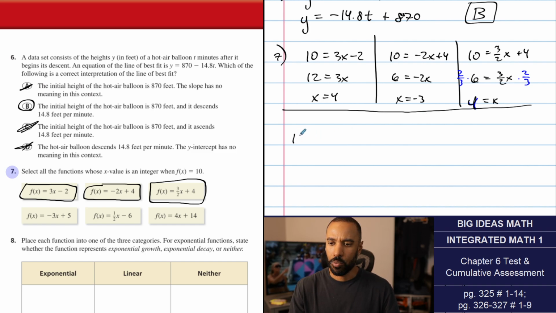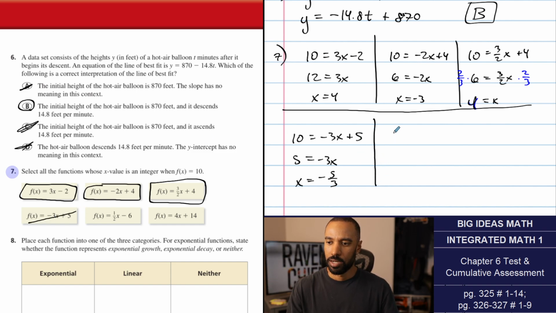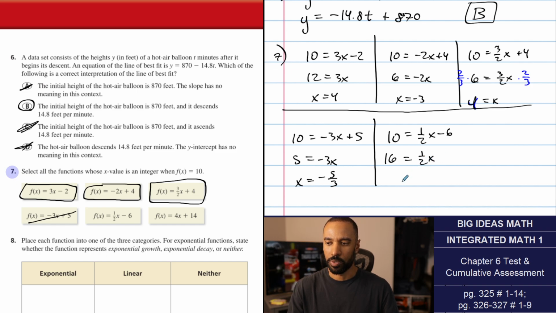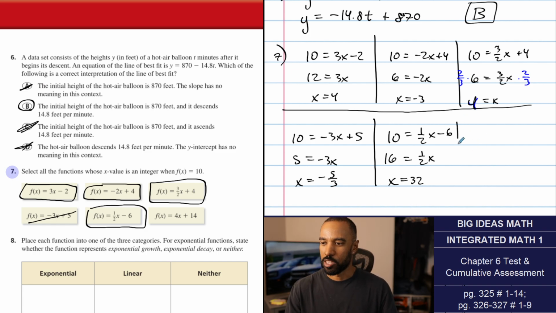We have 10 equals negative 3x plus 5. If I subtract 5, I get 5. And that one is negative 5/3. So that one's no good. On the next one, I get 10 equals 1/2 x minus 6. Add 6 to both sides. You get 16. And multiply by 2, that's what we're going to do here. That's x equals 32. Totally an integer. A lot of these work. Only one of them is going to be an outcast, huh? Maybe this one as well.